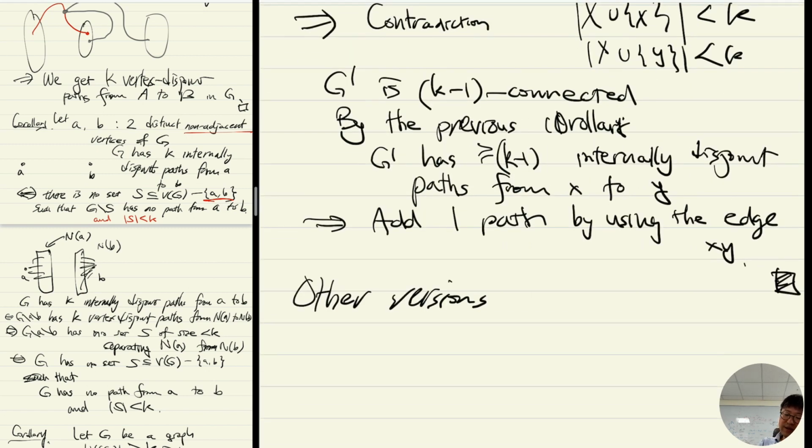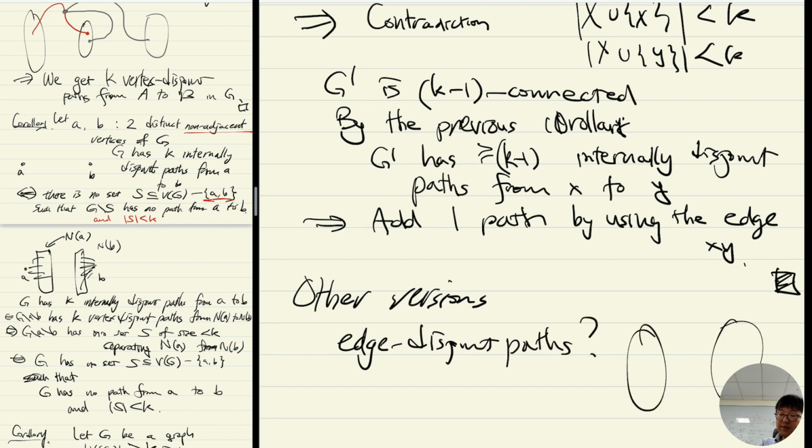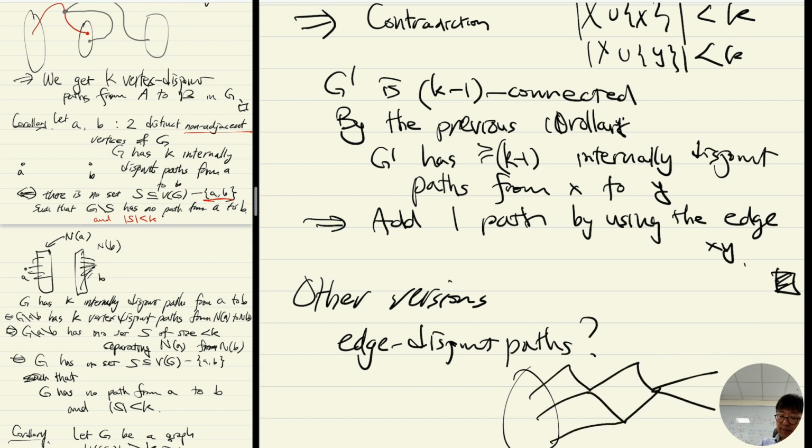So instead of the vertex disjoint paths, you may talk about the edge disjoint paths. And then instead of a vertex cut, you have to delete the edges. So how many edge disjoint paths can you have? Well, that's equal to the minimum number of edges that you can destroy so that there's no path from A to B. And how do we prove that?